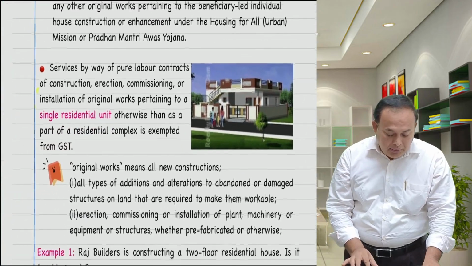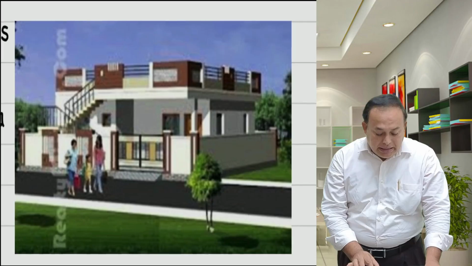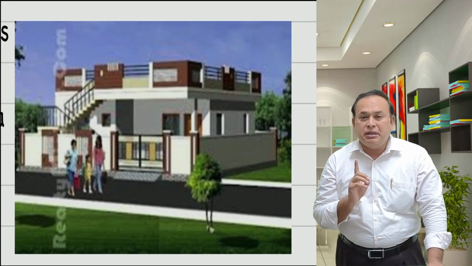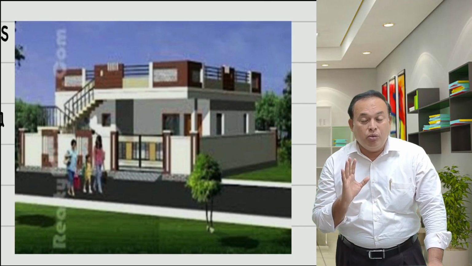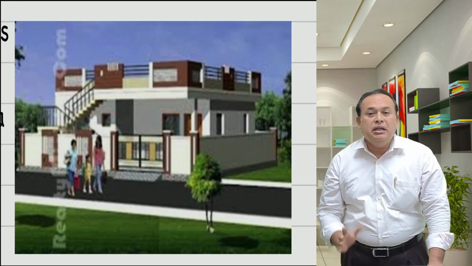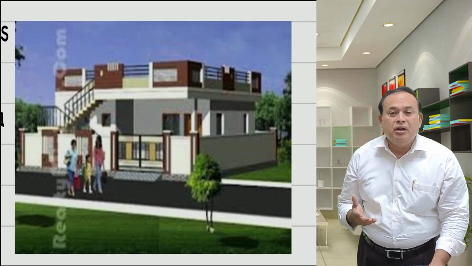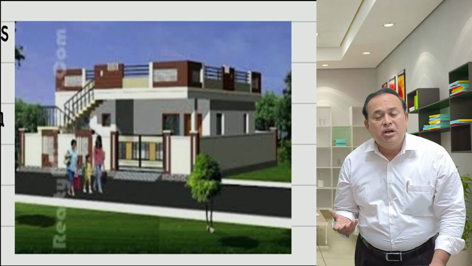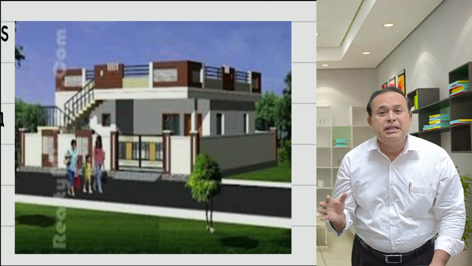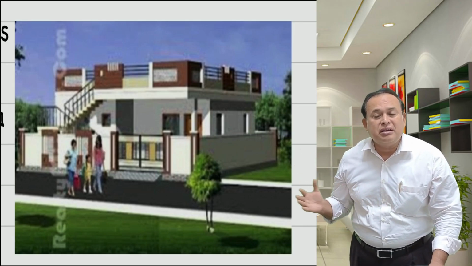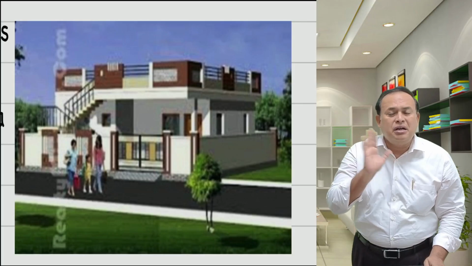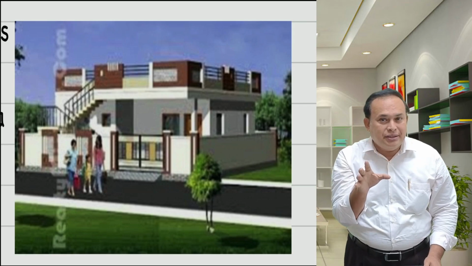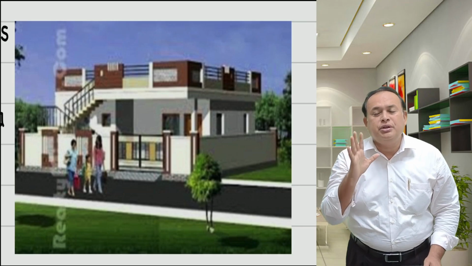Further, similar to pure labor services, for individual residential construction, pure labor service. Repeating, individual construction only, pure labor service only. If a builder provides services to a retired government officer who receives compensation from the government as a retirement benefit, and he wants to construct on his own land a particular single residential house, this builder provides services of construction of the building, which is a pure labor service, not charging anything for material here. In that case, to a single residential house, construction, pure labor supply of service, is absolutely exempted.